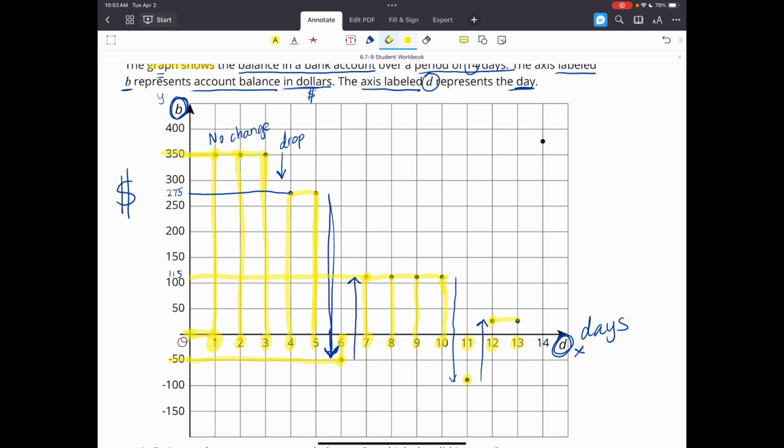And day 13, it stays the same. And then on the last day, that's probably when they got paid. Their paycheck went all the way up and was deposited in their bank account. And on day 14, their amount in the account, and again, we have to follow it all the way over, me and my squiggly line, is $375. So they deposited a good chunk of change into it.